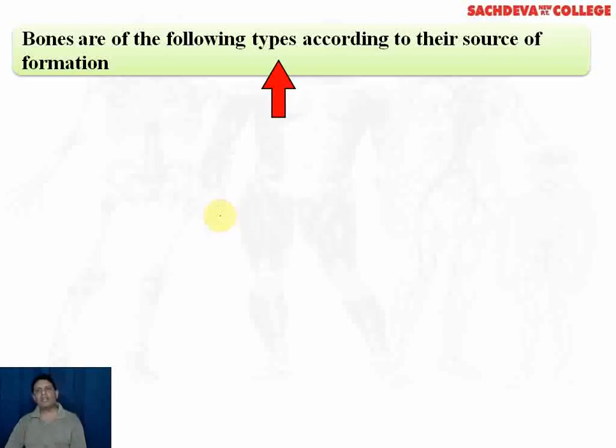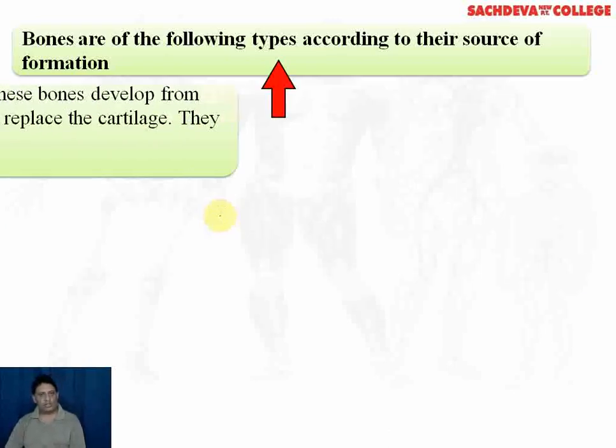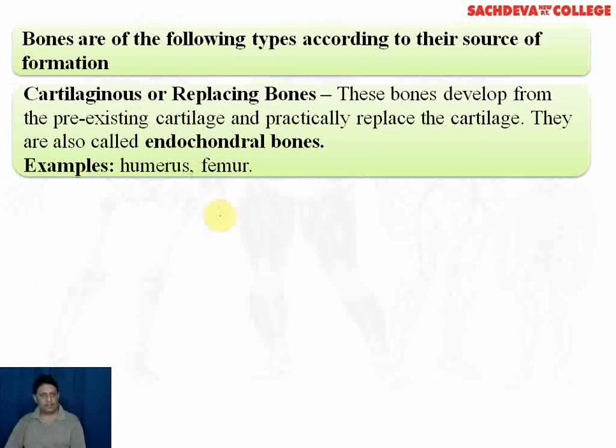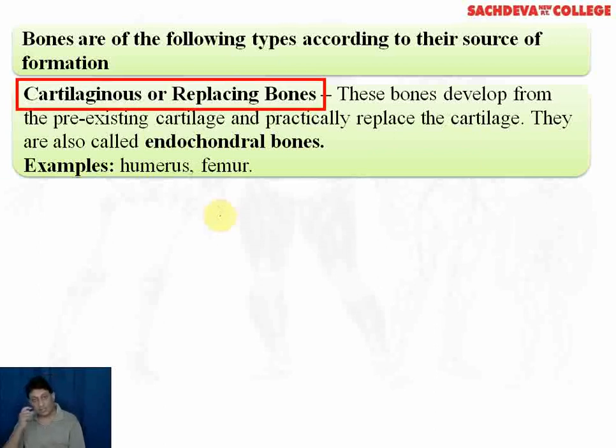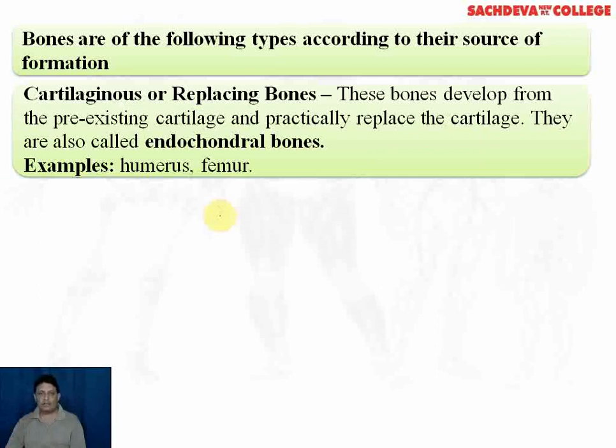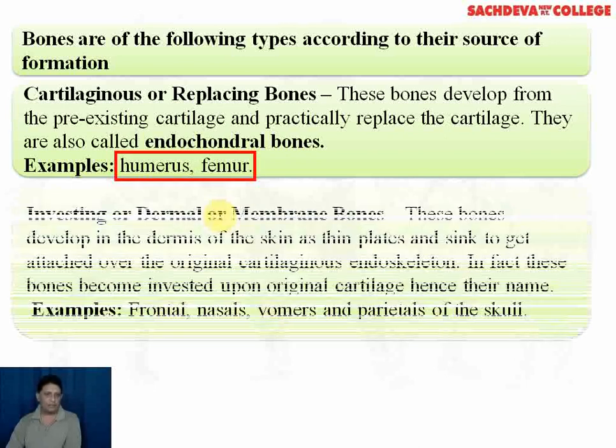According to the type of formation, bones are of the following types. First are the cartilaginous or the replacing bones. These bones develop from the pre-existing cartilage and practically replace the cartilage. They are also called endochondral bones. Endo means inner, chondral is the cartilage. As they develop inside the cartilage, they are also called endochondral bones. Example: long bones of the body like humerus and femur.